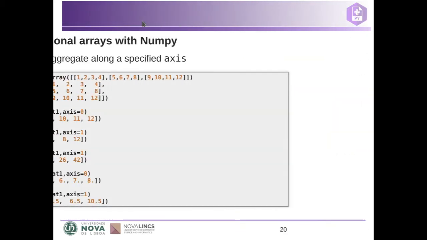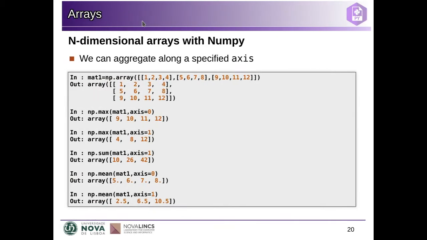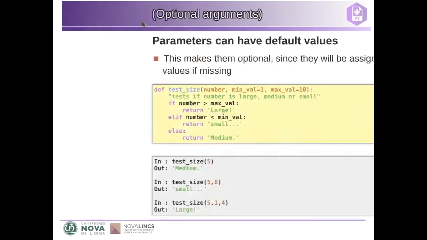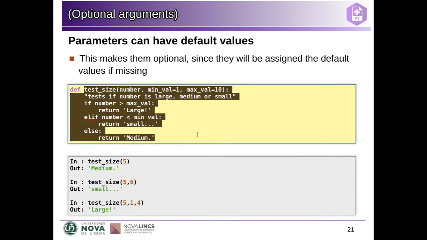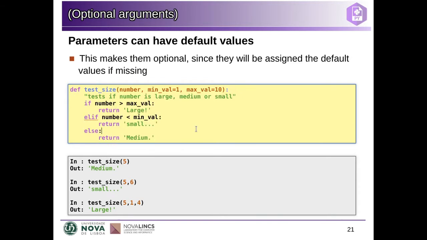Now, just a small detail here about Python. These small details will come up occasionally. We can have parameters that have default values. For example, in this test size function, that's not particularly useful, but just to illustrate, I receive a number, I have a minimum value that by default is 1, and a maximum that by default is 10. So if the number is greater than the maximum, it's large. If it's smaller than the minimum, it's small. Otherwise, it's a medium number.